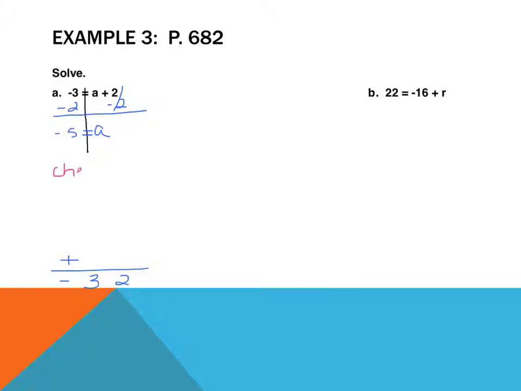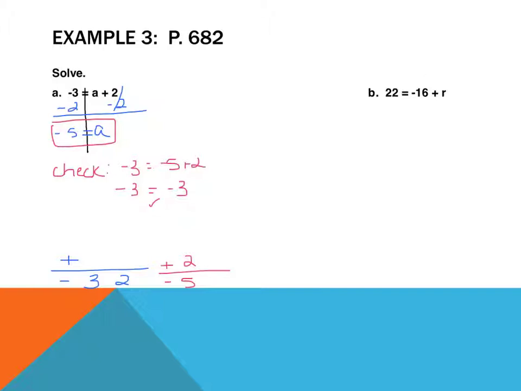Then going back to check, -3 equals -5 plus 2. So -5 plus 2, I have 2 pairs that would cancel, which would leave me with 3 pairs at the bottom. So -5 is correct. Okay, now if you're not comfortable working with the variable on the right side of the equation, you can flip it around.